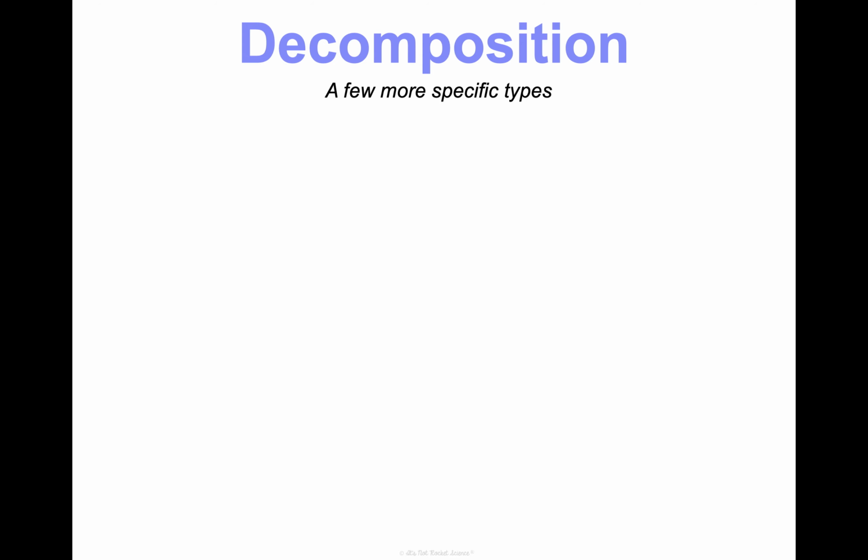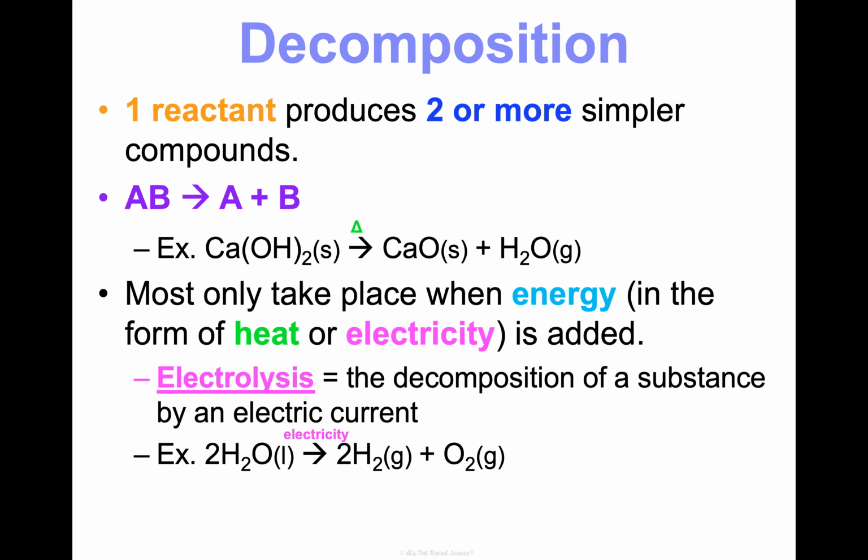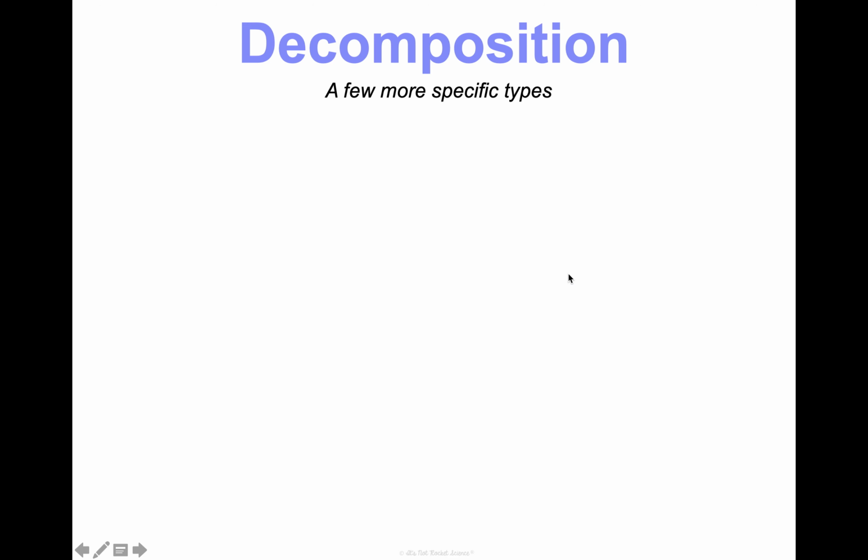Now, there are a few more specific types of decomposition. It can be hard to know, okay, well, how will this break down? What will it end up making? How am I supposed to know that calcium hydroxide makes calcium oxide and water? Well, we have some patterns we see here, and so that's what we're going to specify now.